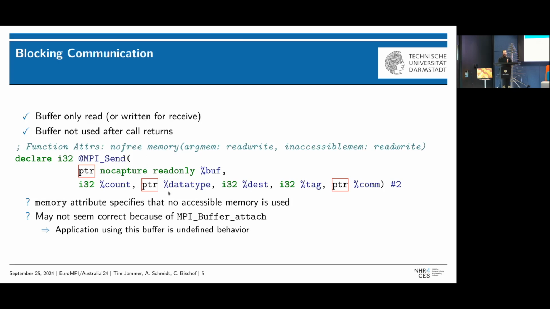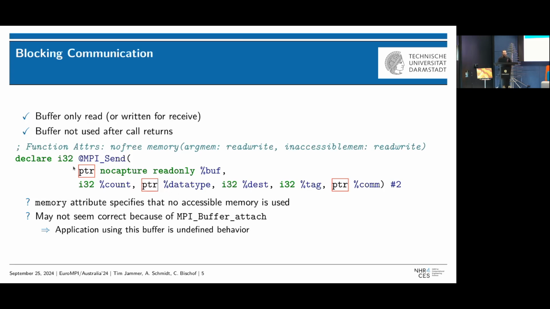We note that there are some other pointer arguments, datatype and communicator. We do not annotate those pointer arguments because the MPI standard does not mandate that those arguments have to be pointer arguments. This is a pointer argument according to the MPI standard. Here in the OpenMPI implementation, datatype is also a pointer argument. If you use a different MPI implementation, MPICH for example, it's an integer argument. In this case, we don't annotate those pointer types.